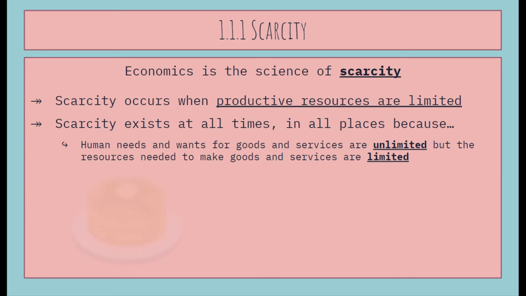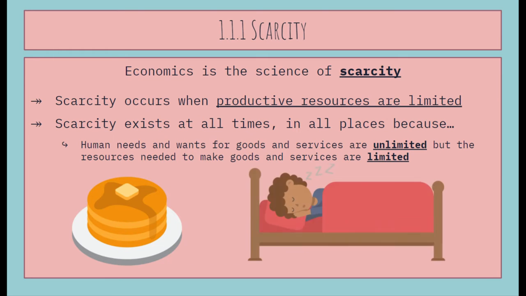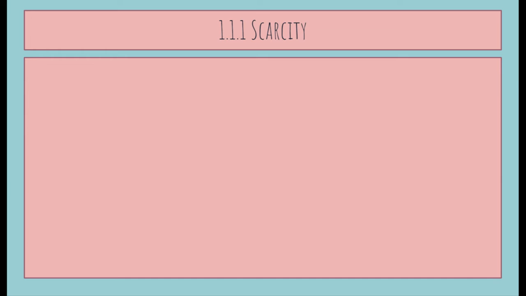Think of it like this. Did you eat breakfast today? If you did, will you never be hungry again? Of course you will, because the need to eat is an unlimited need. Did you go to sleep last night? If you did, will you never be sleepy again? Of course not. Your needs are unlimited, the same as your wants, but the resources needed to make all those things are limited. Let's break this idea down a bit further.